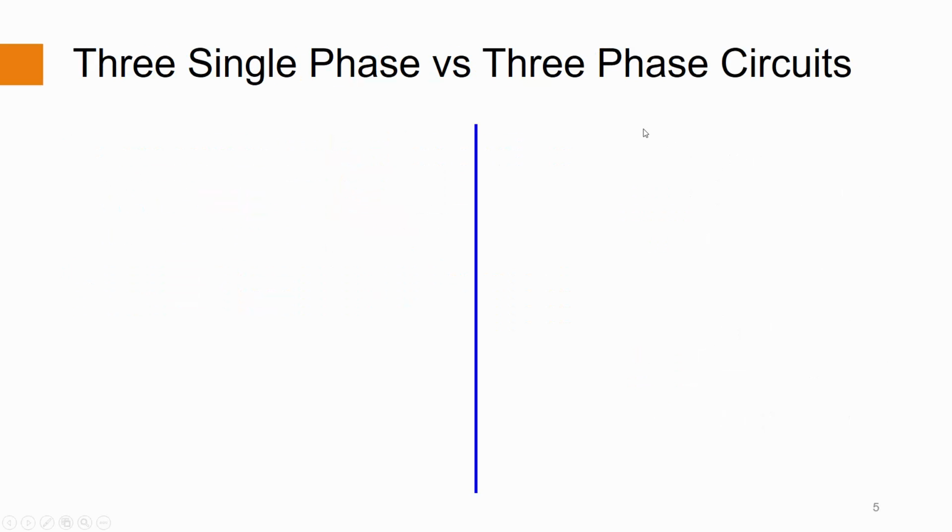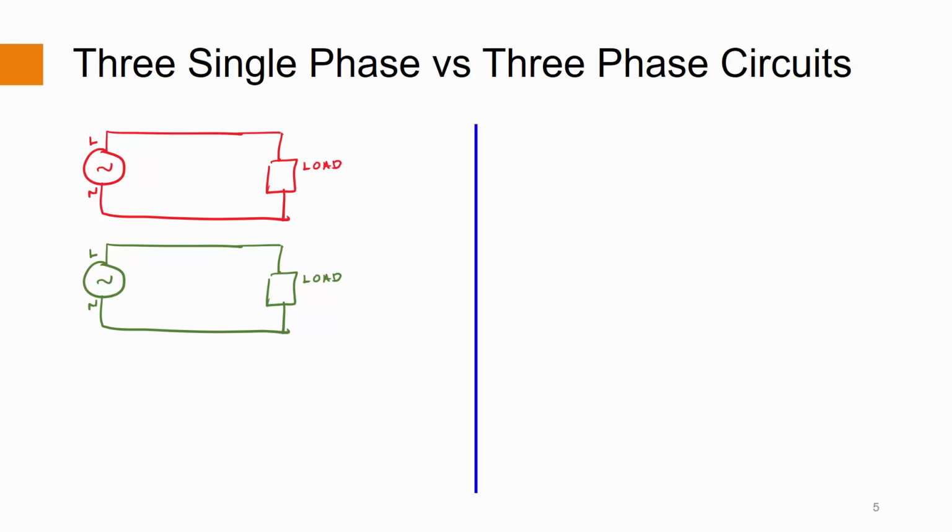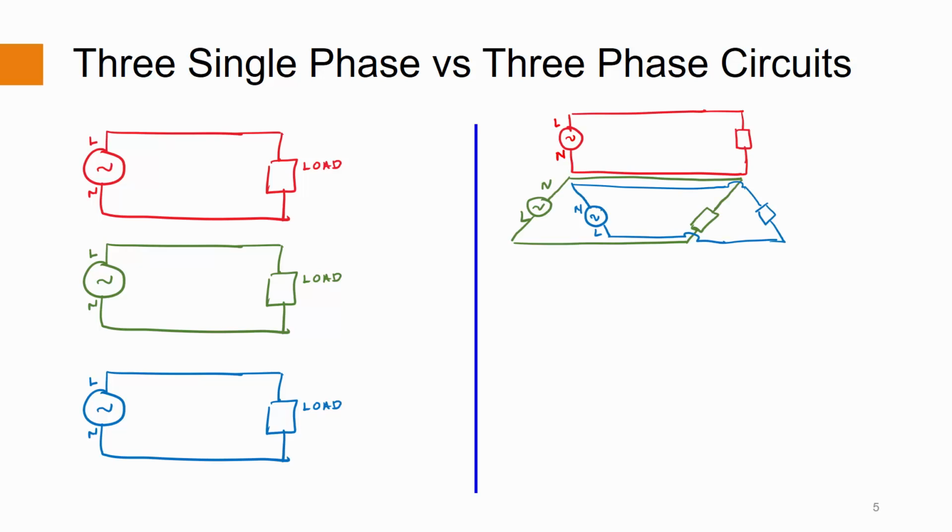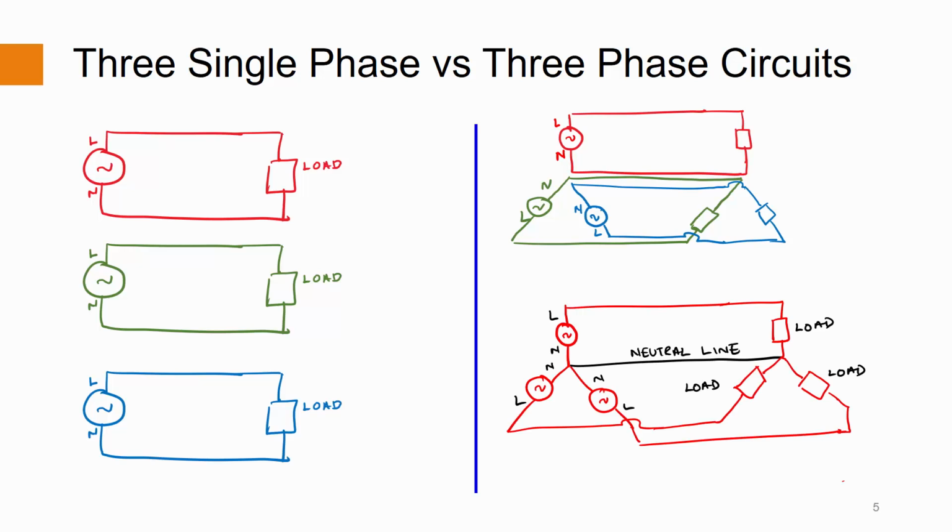Next, let us look at how a three-phase circuit is different from three single-phase circuits. Three single-phase circuits is three single-phase voltage sources supplying three loads independently. In three single-phase circuits, we have three neutral conductors here. A three-phase circuit can be obtained by connecting the three neutral conductors of the three single-phase circuits together. This can be redrawn like this with a common neutral terminal.